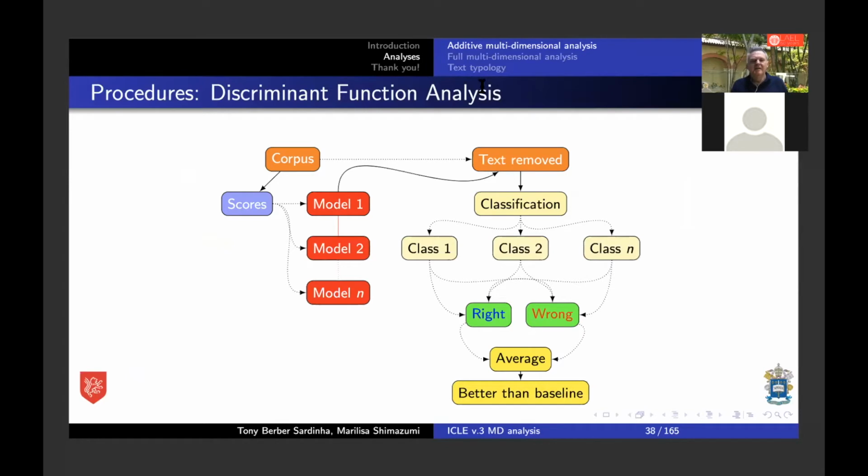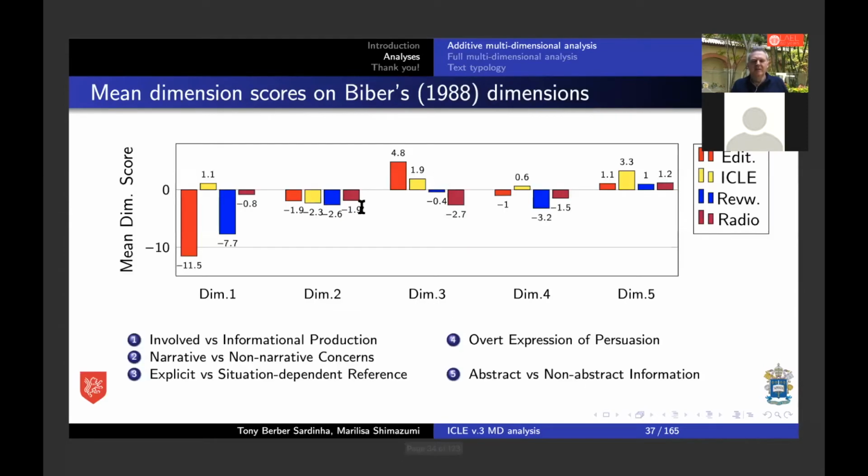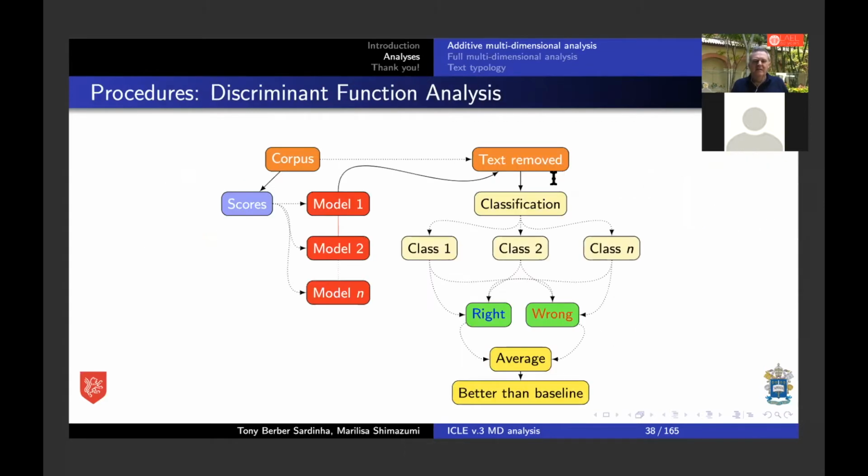So what did we do? We ran a discriminant function analysis, trying to have the computer assign the texts to those categories. We wanted to see if the computer could distinguish the ICLE texts from these other registers, all right? So could an ICLE text be confused with an editorial or a review or a radio program, all right? And the other way around. So how do you do this?